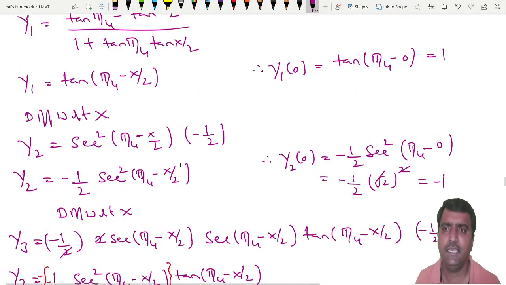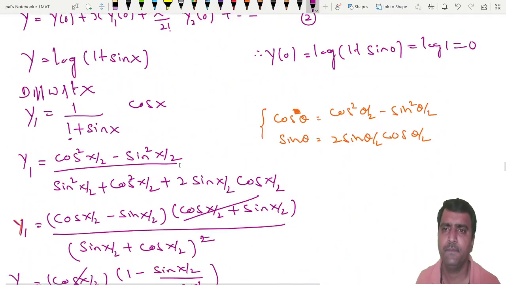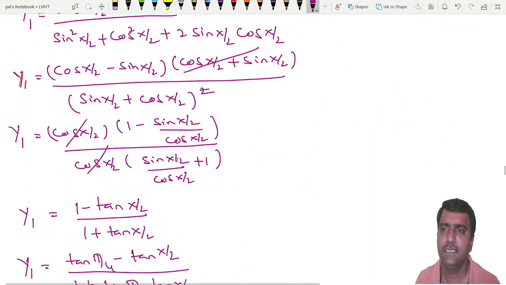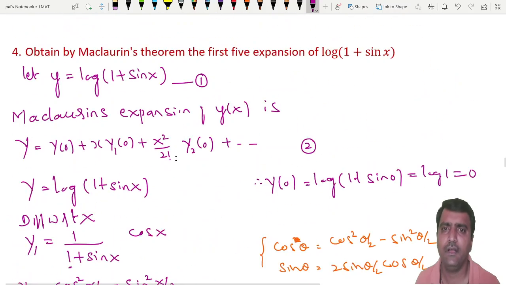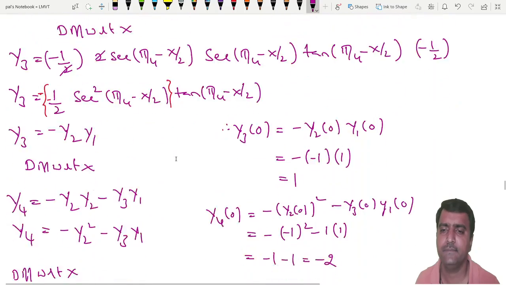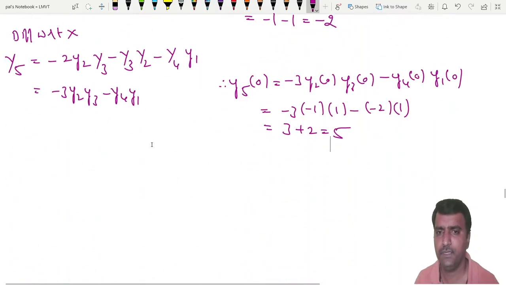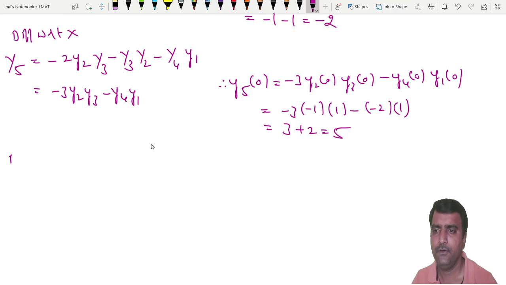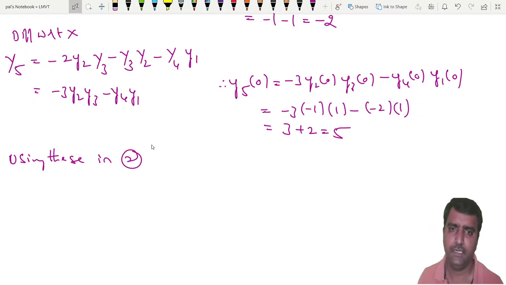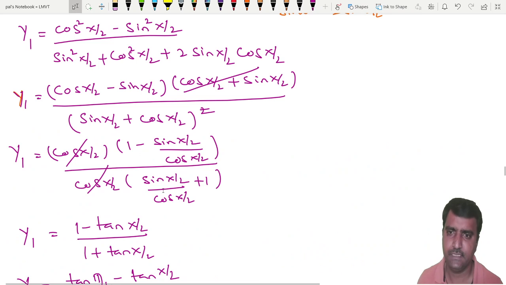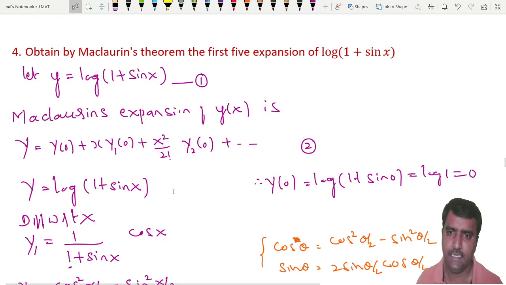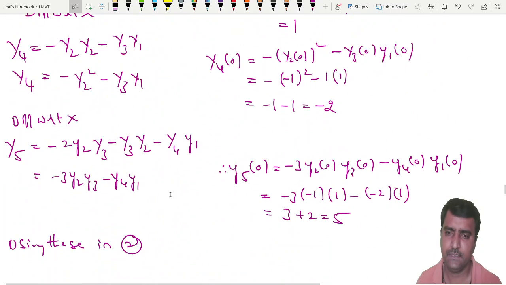Substituting all these values in the given function. Let us bring everything here and substitute. So now y is equal to, what is y? Log of 1 plus sin x. Now using this in expansion 2, I don't know whether we will give some name or not. Yes, it is 2. Substituting in 2.